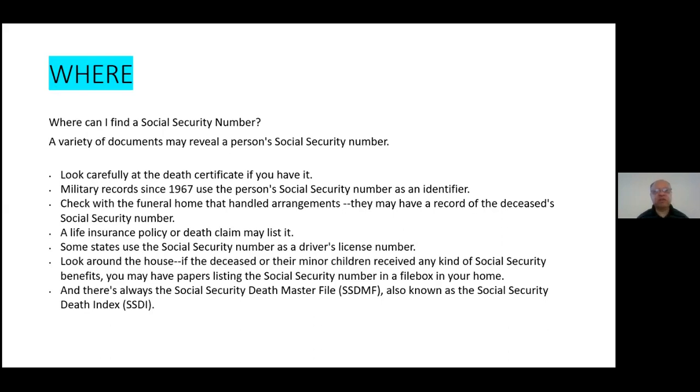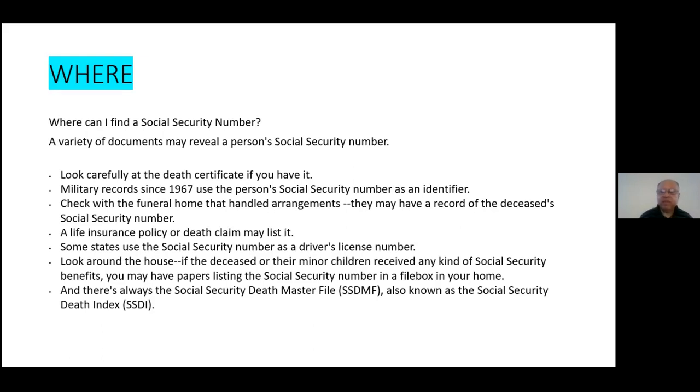A life insurance policy or death claim may list it. And here, again, in this state, you can have your Social Security number as your license number. I didn't do that at all, but you can. And if you look around again, there may be information provided to minor children relative to Social Security benefits. So again, look around the house and you'll always want to see, again, in a file box, what is there?